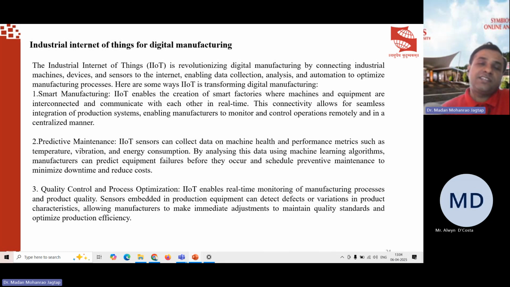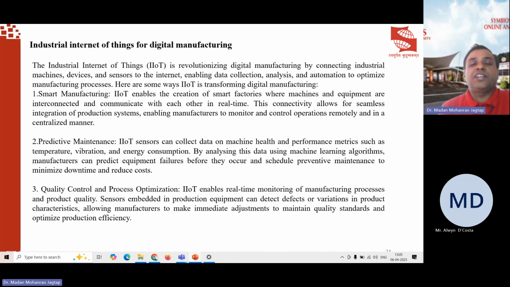What activity can be performed after this activity? They can communicate with each other and they can perform those activities. So this connectivity allows for seamless integration of production systems, enabling manufacturers to monitor and control operations remotely and in a centralized manner. Then the next thing is predictive maintenance.